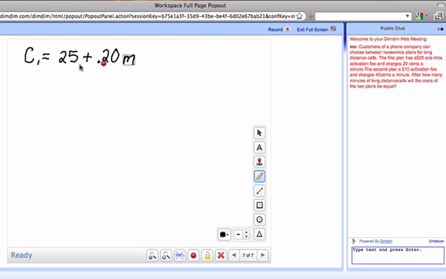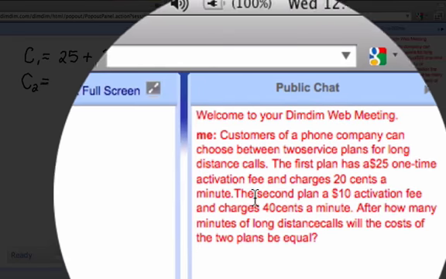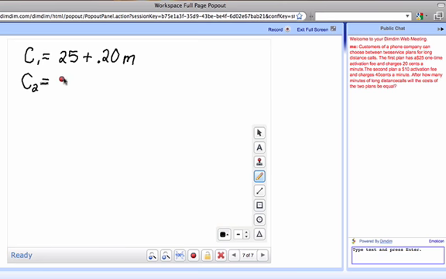Okay, now you're going to do the same thing for the second plan. So we're going to say cost for plan 2 is going to equal, the second plan has a $10 activation fee and charges 40 cents a minute. So the $10 is the constant, plus 40 cents a minute, so 0.4 or 0.40 is fine, times M, the number of minutes you're going to make your phone call.